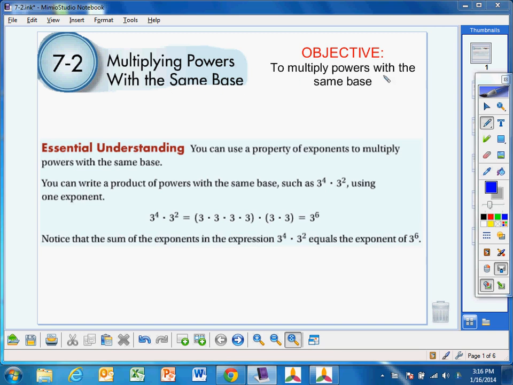Same base. There's the objective. Check this out. 3 to the 4, 3, 3, 3, 3. 3 to the 2, 3, 3. There are 6 of them: 1, 2, 3, 4, 5, 6. So if we take those, we get 3 to the 6th. Well, we can take 4 plus 2. We also get 3 to the 6th.